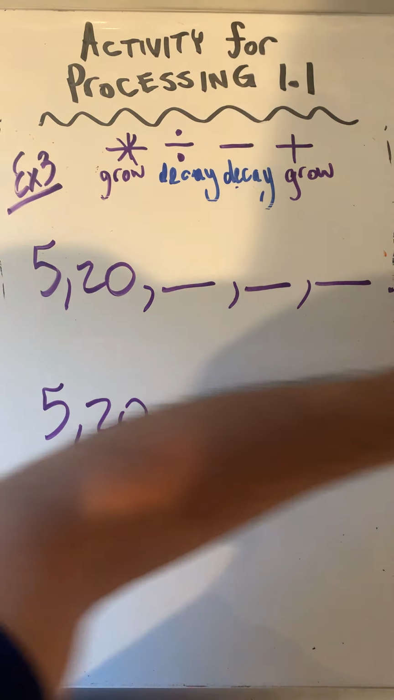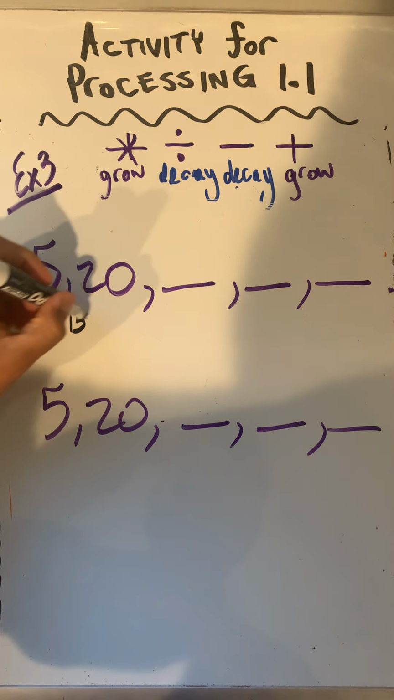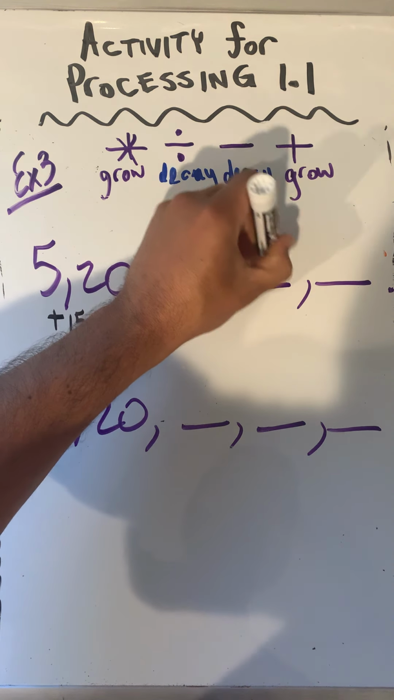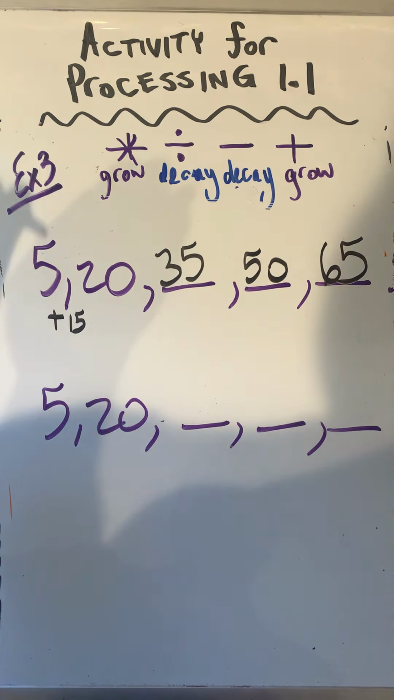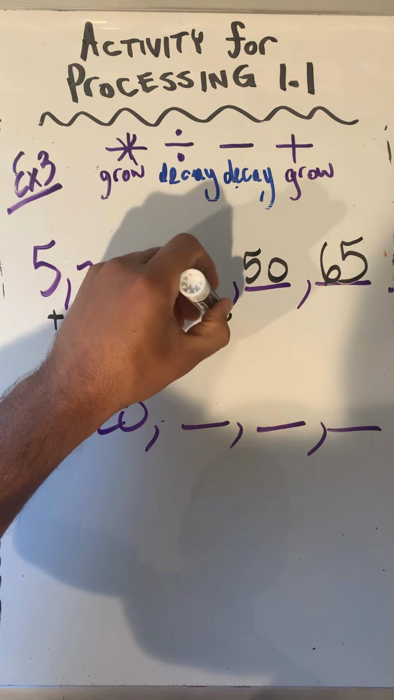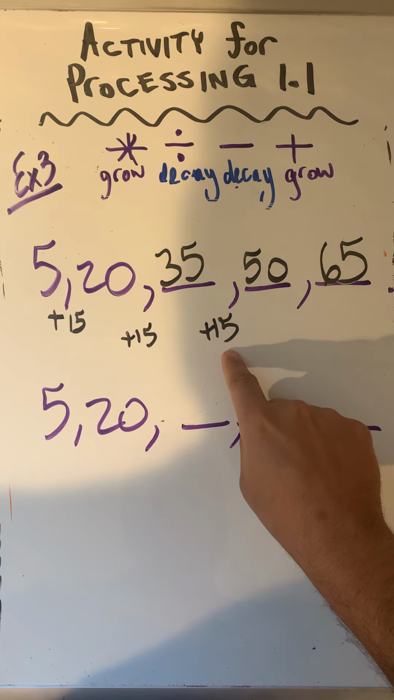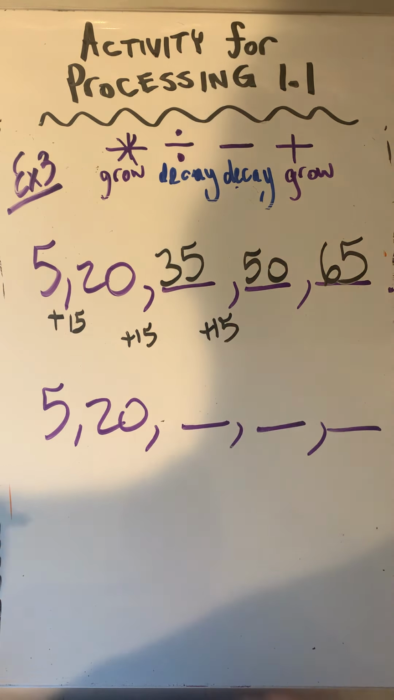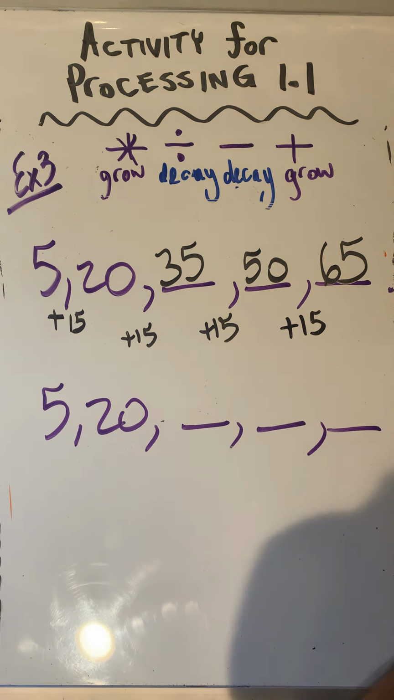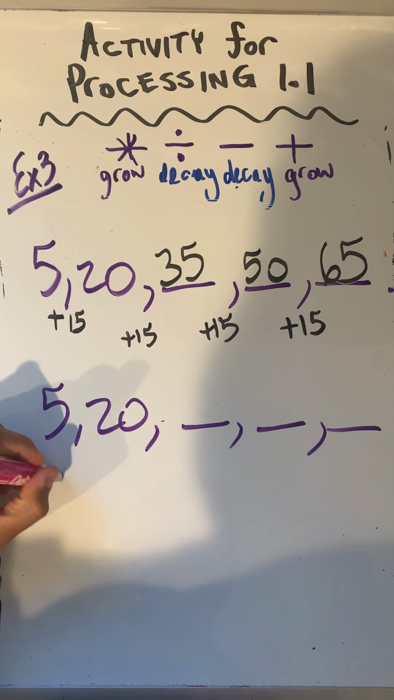So here, one option I have is to add 15. So 5 plus 15 is 20. Let's see if I can do this here. 35, 50, and 65. All right, so I added 15 each time. So the term that I have is 15 greater than the term before it.